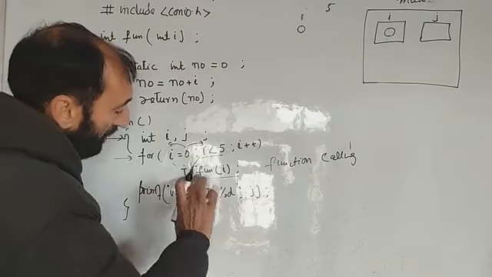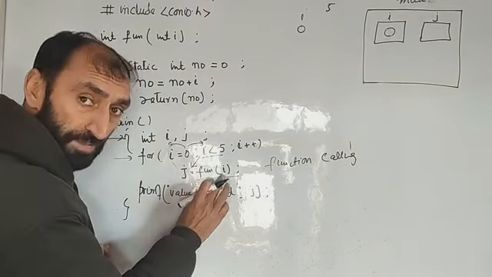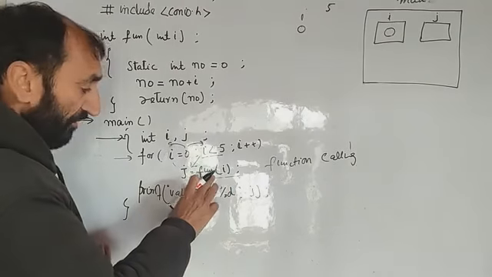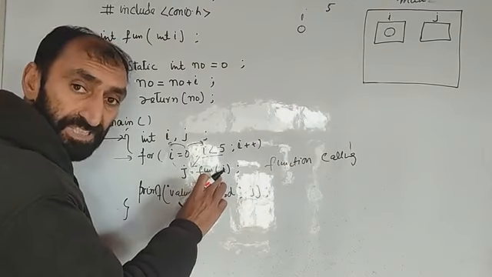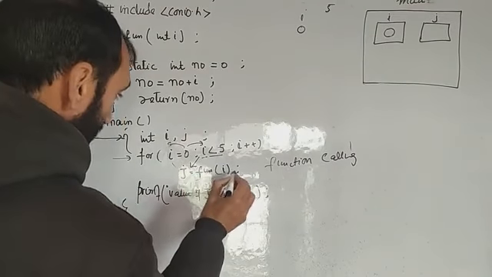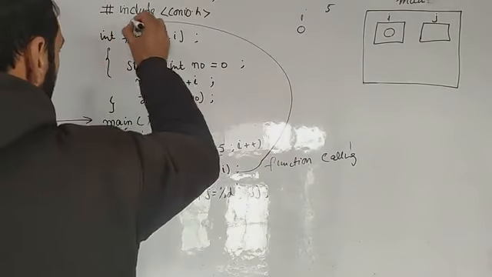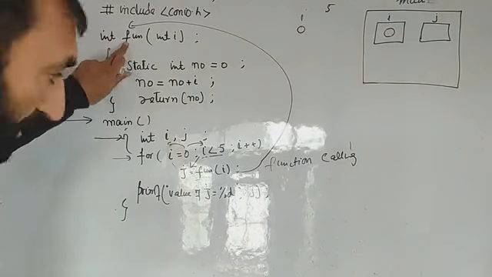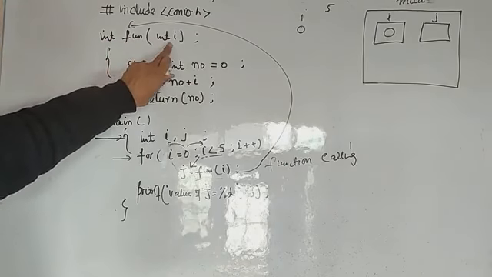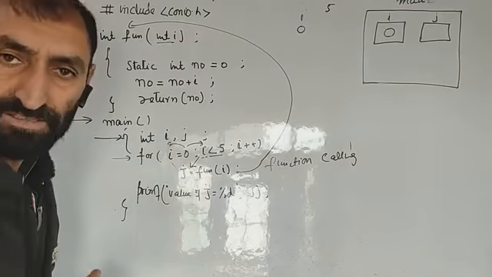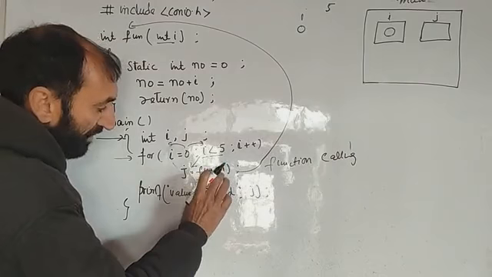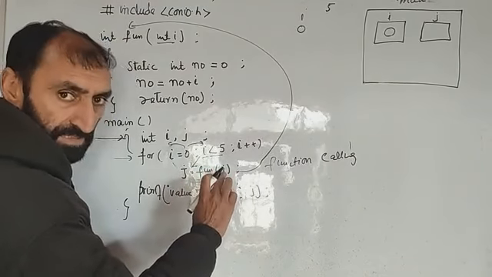Here, function call fun. Which function is going to be called by this main function? The fun function, and it passes i as an argument. The control will reach here, fun. That means the function call. Here also I have one parameter, i. In the function call, what we pass is i.